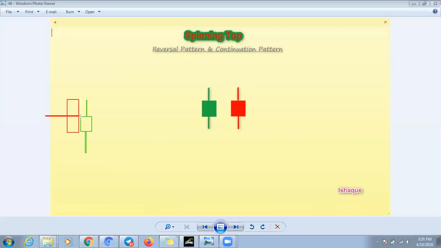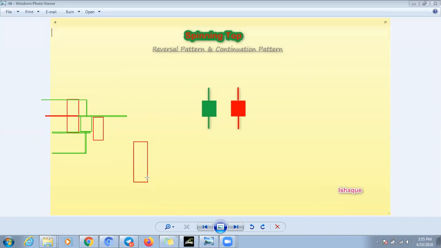So this spinning top gives us one level here, one level here and one level here, and this 50% now shows the resistance, because this spinning top closes on the resistance. So from here the next candle will go down. If this spinning top closes right on the 50% level of the previous candle, then the next candle will go down.